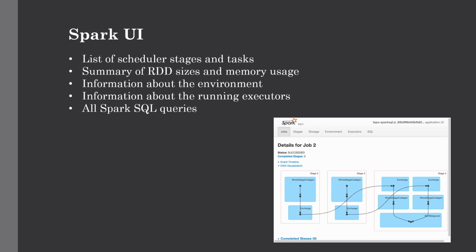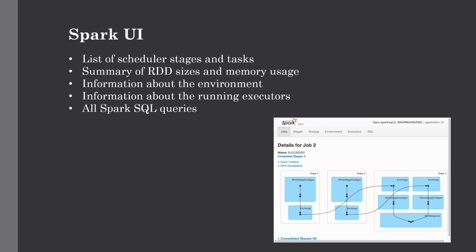By default it runs on port 4040, and you can see all the metrics like those given here. It can give you the list of scheduler tasks, stages and the tasks assigned to them. It also gives you a summary of the RDD size and memory consumption, and information about the environment as well as the running executors. If you are using Spark SQL queries, it will display those as well. So it provides a lot of information and gives you a holistic view of your application, and you can easily monitor the submitted jobs, whether executed, running or failed, and also how they are performing on your cluster.